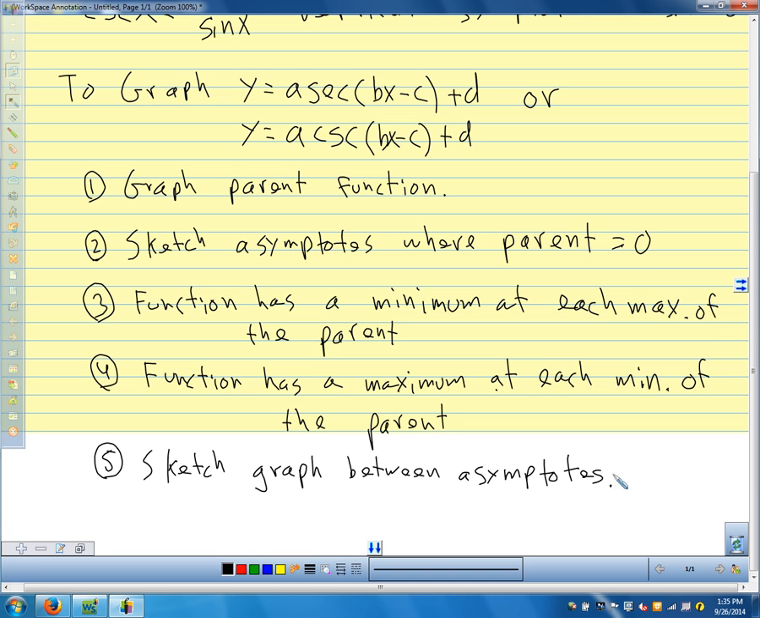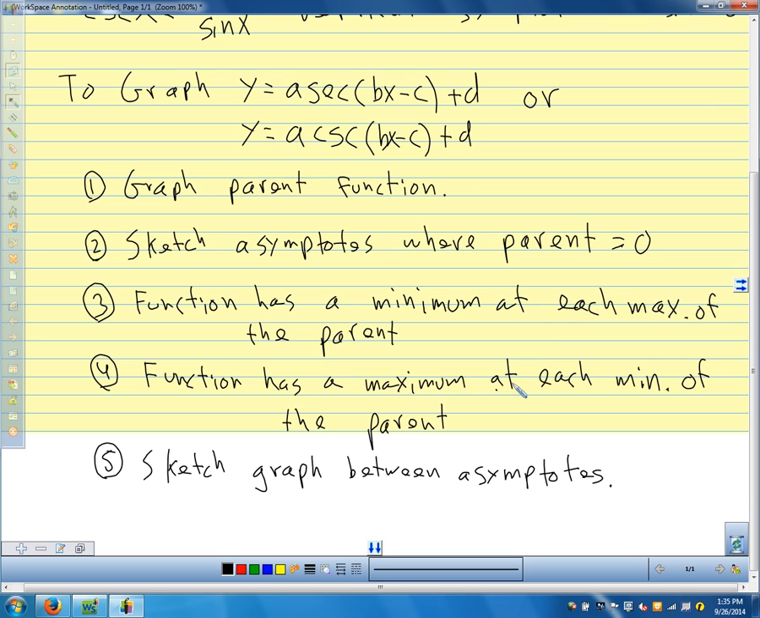And once we do an example, what we've said here in words will make a lot of sense. It's really, really easy. So we graph our parent function, which we already know how to do. Put our asymptotes everywhere our parent function is crossing the x-axis. That's where our parent function equals 0. From the top of each of the curves, we sketch between our asymptotes, and from the bottom of each of our sine or cosine curves, we sketch between our asymptotes. All right, questions on what we've written here?